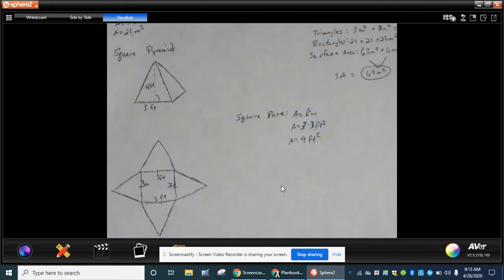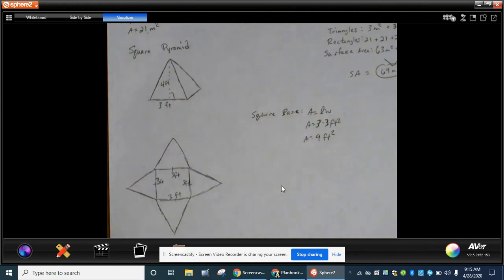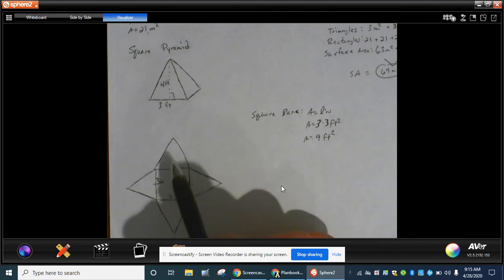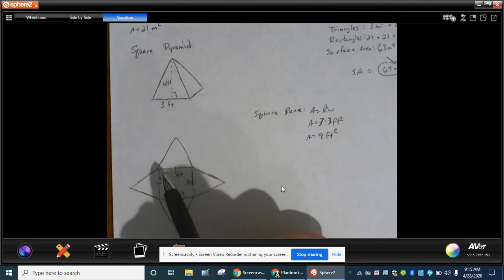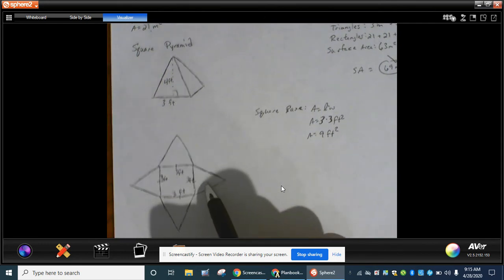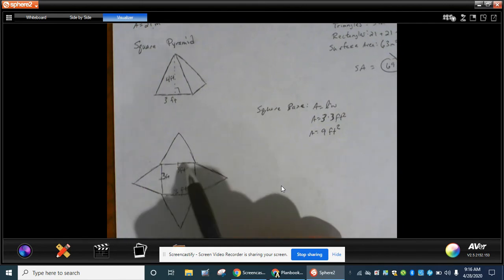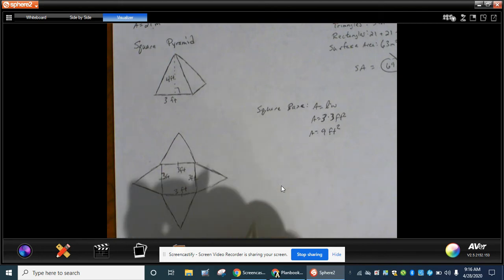We got 4 more to go. Now, what's interesting with a square pyramid is that all of the upward facing sides are triangles. In this case, we have 4 triangles. If I have a square base, that means I should have 4 equal triangles, with a height of 4 and a base of 3. So my suggestion here: find the area of one triangle and then multiply that area by 4, or add all this area up.